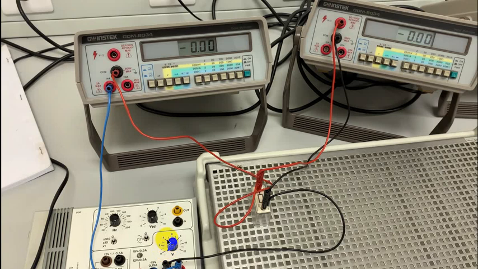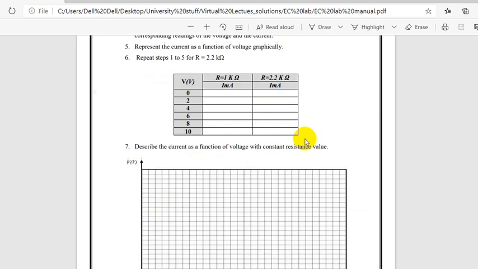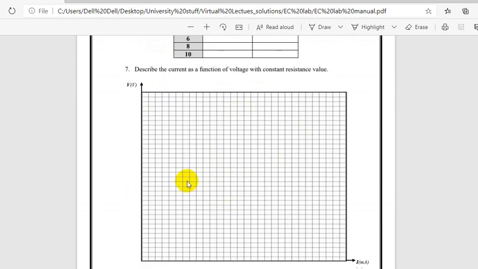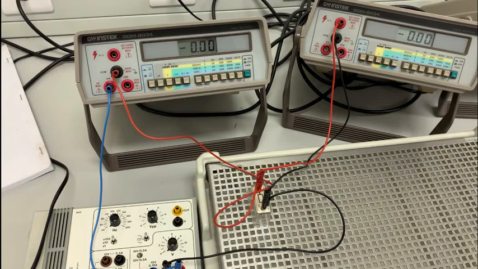Now I will change the voltage from here. So I will change the voltage from 0 to 4, 6 to 10, and I will take the corresponding currents with the help of ammeter. Later on I will draw the graph here. First I am using R equal to 1 kilo ohm, then I am using R equal to 2.2. First what we are going to use is 1 kilo ohm, and we will take the values.